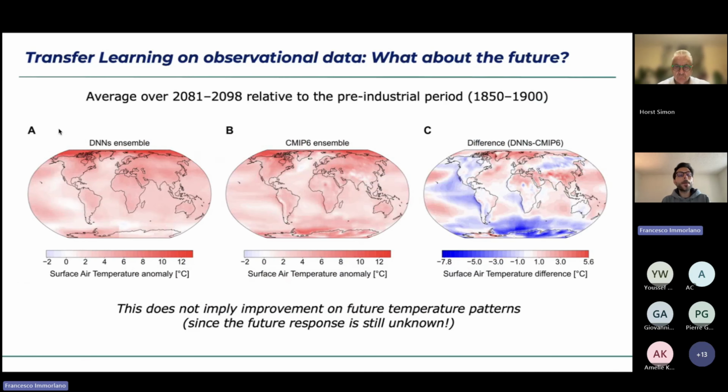This is the projection made by the DNNs ensemble in the last 20 years of the century relative to the pre-industrial period. Again, the DNNs and the CMIP6 ensemble predict different spatial patterns in the future, but this does not imply that we are improving these regional patterns, as the future response is still unknown, so we cannot claim this about the future, of course.